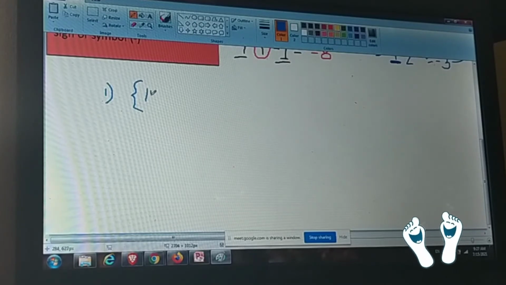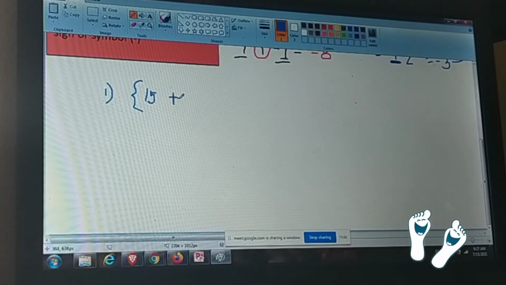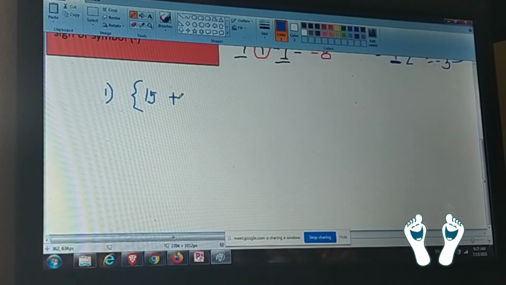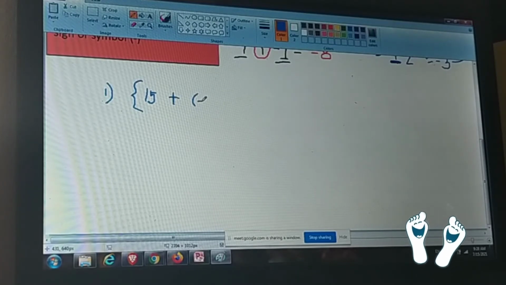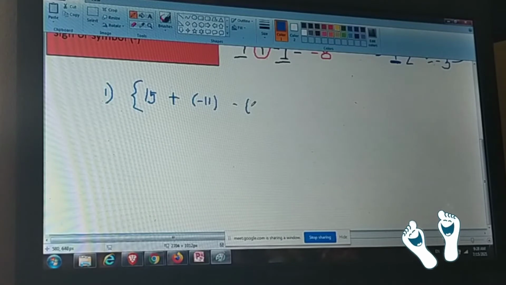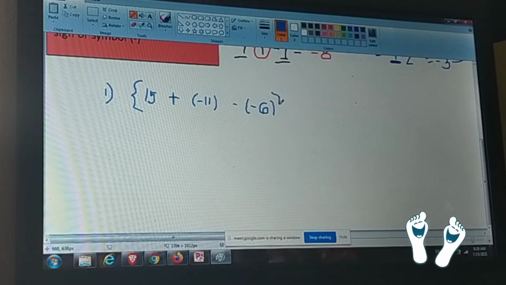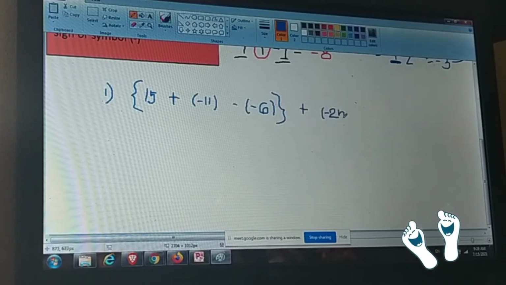So the given there is 15 plus. So this is already a combination of addition and subtraction. So it's a combination of addition and subtraction. So plus negative 15 plus negative 11 minus negative 6. Plus negative 25. Do you see what I share on the screen?